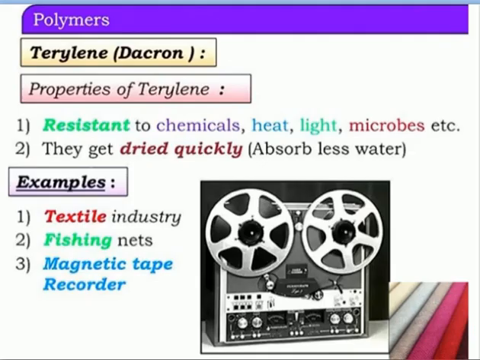Students, the next important one is the properties of terylene or Dacron. We will discuss them right now. Generally they are resistant to chemicals. They won't react with chemicals, heat, light or microbes. Next, they get dried quickly, because synthetic polymers absorb less water, so they dry easily. Next, examples of uses: the textile industry, fishing nets, magnetic tapes and recorders also.